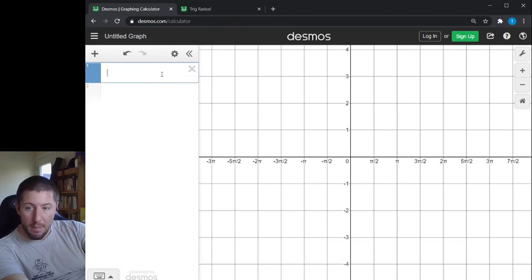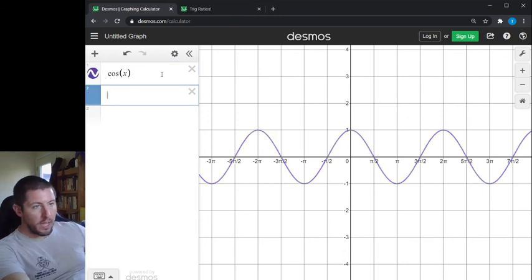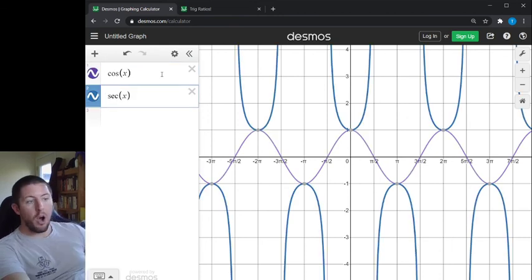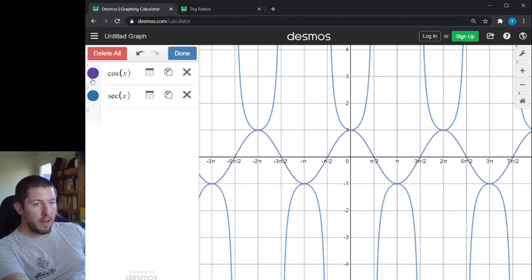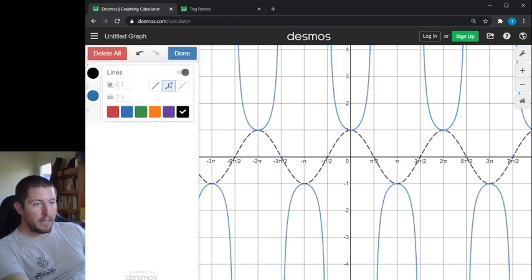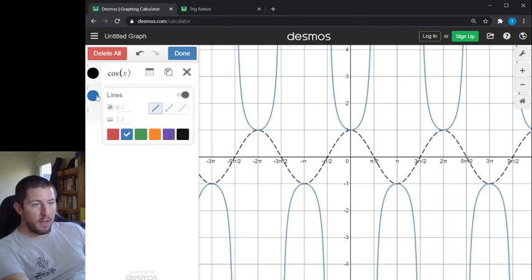Okay, now that I'm on the right screen and I'm graphing the function that I mean to be graphing, we're looking at cosine of x and secant of x. Here are my starting 2 graphs. I'm going to keep them in the colors that we've been using: my black dashed line, and a green solid line. Green's fine.